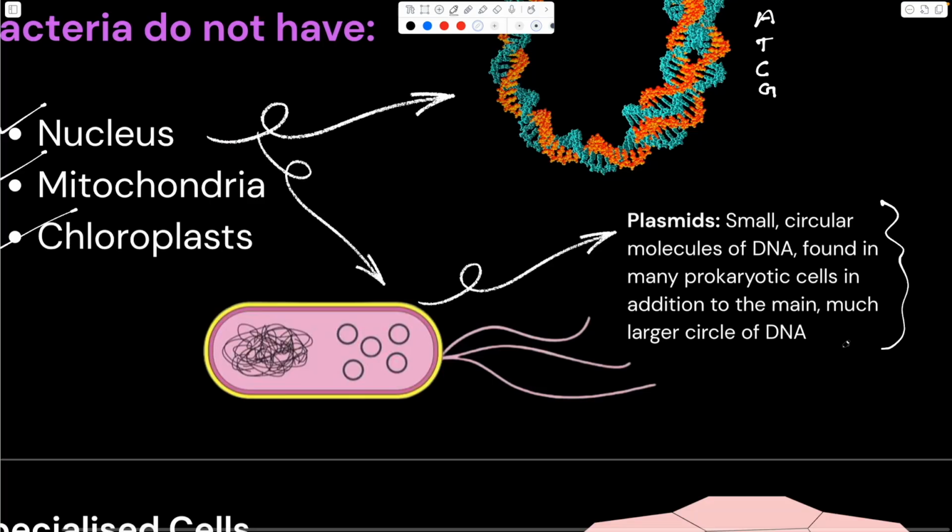So what does this mean? What is the function of this plasmid? This plasmid is actually transferable. It can move from one bacterium to another bacterium. They can contain genes for several things. They can contain genes for antibiotic resistance.